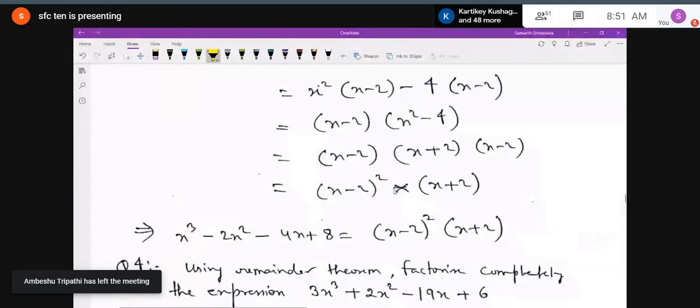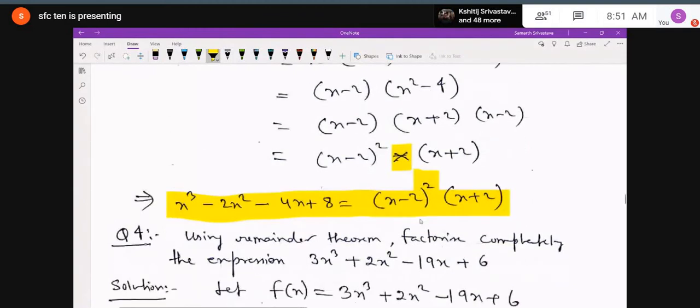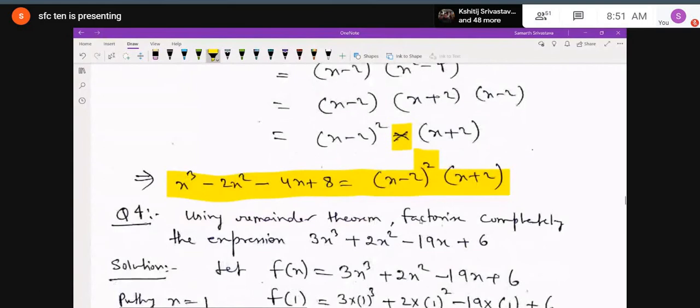I have not written anything else. That means it is written in the form of a product. Okay, so in case you put a comma in between, then it will be marked wrong and you can miss 1 mark. So be very, very careful when you are factorizing. Okay, is it clear to everybody?